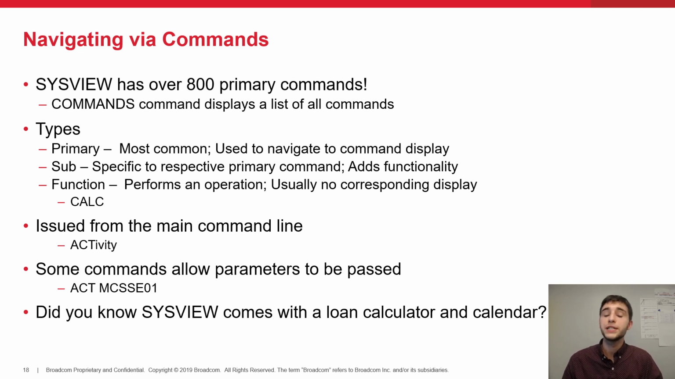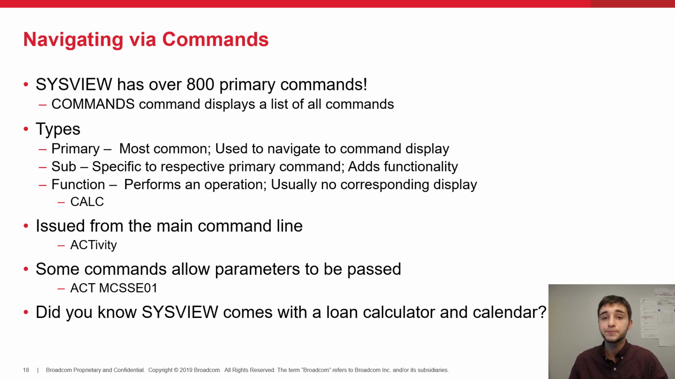Finally, there are function commands which do not navigate to different displays and are not specific to a given primary command. Rather, these function commands perform some independent function and a message is usually output at the top of the SYSVIEW display to show the result of the command. For example, SYSVIEW provides a calc function command, which is a calculator. You pass an arithmetic expression to this command, and the result will be output near the top of whatever display you are currently on.